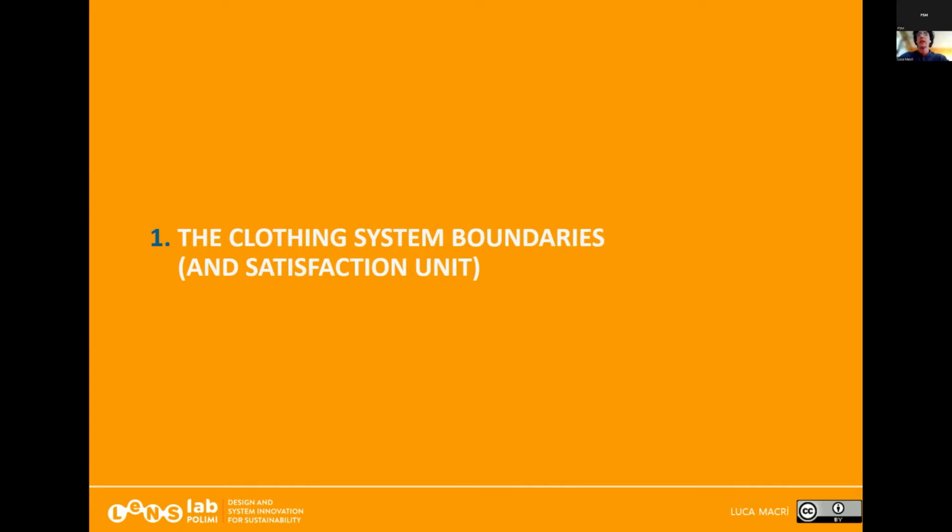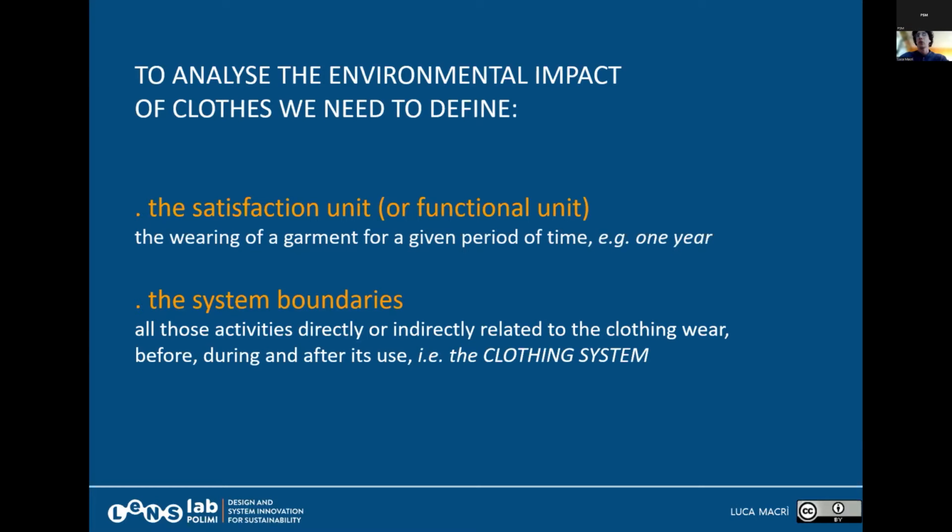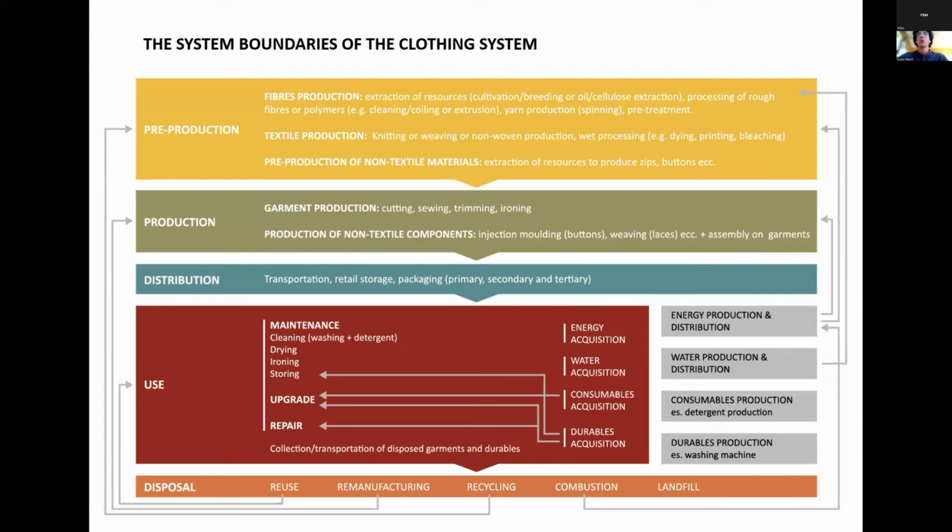First thing that we have to understand, other than the functional unit that is already there. So again, the example, it could be the wearing of a garment for a given period of time. The other thing that we have to understand when we talk about trying to have an idea of the environmental impact of the clothing system is the system boundaries, which are literally the borders of the life cycle. Okay, so all the activities that are impacting directly or indirectly to the clothing wear before, during, and also after its use.